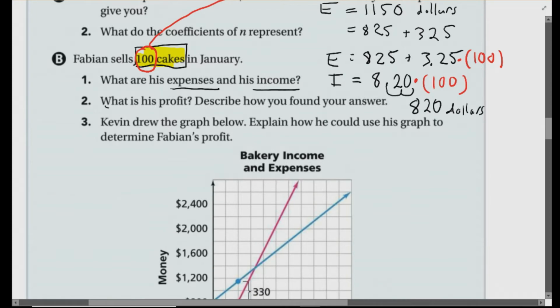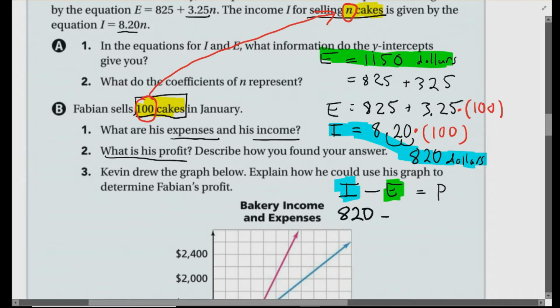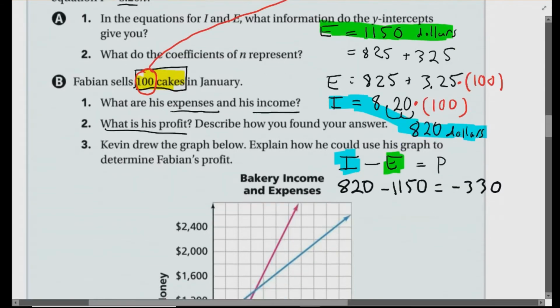And then the second question is, what's his profit? And we already know we can calculate profit by taking your income, subtracting the amount that you have to pay, which would give you our profit. So we know our expenses are 1,150. We know our income is 820. So what we have to do is substitute in those values. 820 minus 1150, and I believe this gives us negative 330. Okay. I could be wrong on this one, but I'm not going to go too in depth into it.